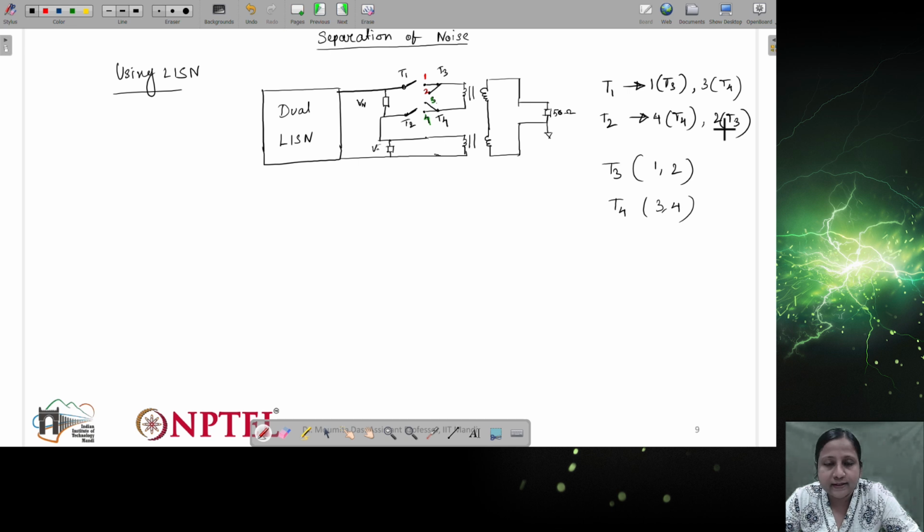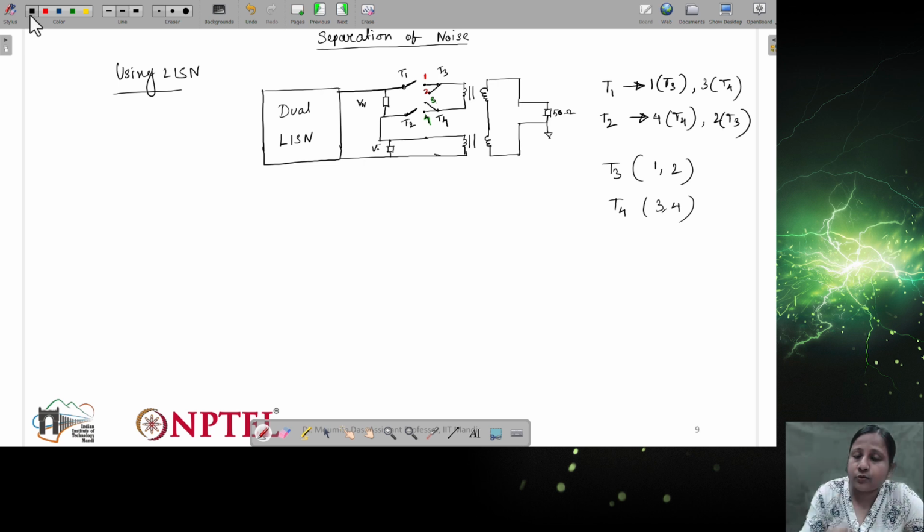In order to measure these two different noises, T1 can be connected to 1 and T2 can be connected to 4. In a similar way, the connection can be changed to find the other noise. That way the CM and DM noises can be found separately by changing the switching position through the LISN network. That is the network to use for separation. This is how we can find out the two different noises, right?